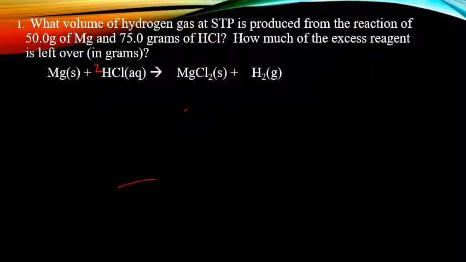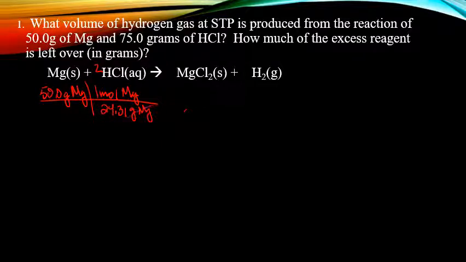So as we start off the problem, we're going to begin by looking at the 50.0 grams of magnesium. And since I have grams of magnesium, I'm going to use my periodic table: 1 mole of magnesium, 24.31 grams. That will now get my grams to cancel. I need to get the moles to cancel, so I'm going to take the moles of magnesium, which my coefficient is 1 in this case, and I have 1 for the coefficient of the H2 as well. So I'd have 1 mole of H2 over 1 mole of Mg. That will get the moles to cancel for magnesium.